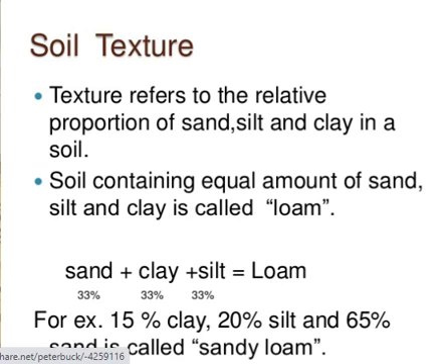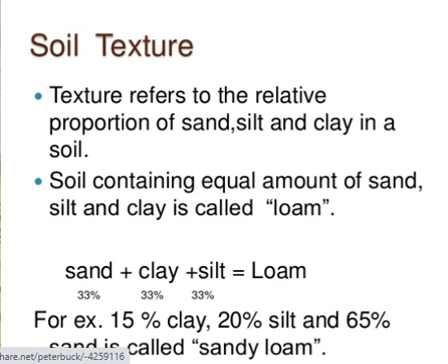What do you mean by soil texture? Soil texture refers to the relative proportion of sand, silt, and clay in a soil. This sand, silt, and clay is known as soil particles, or soil separates.